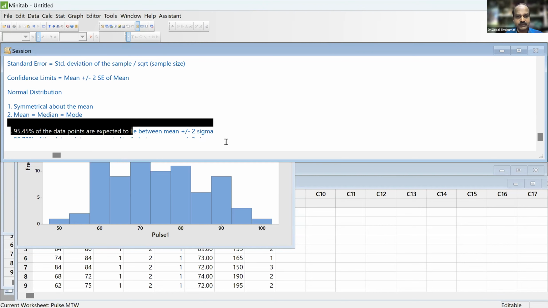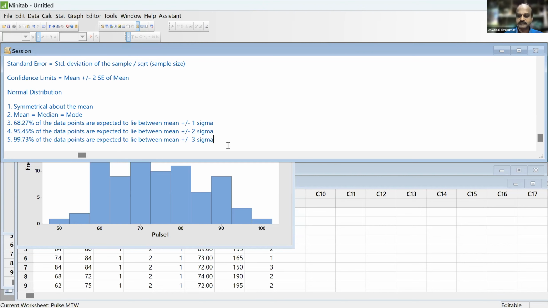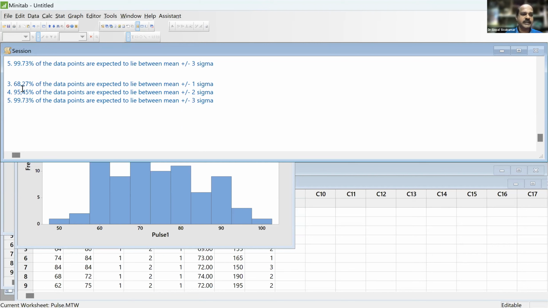Now, I'm going to give you one more set of rules. See here, 68.2% of the times your average is expected to lie between mean plus or minus 1 time standard error of the mean. Do you understand the difference now? Difficult to digest, but still you must try to understand.